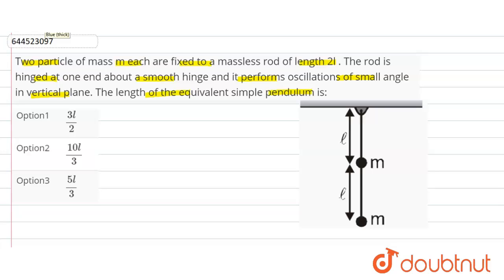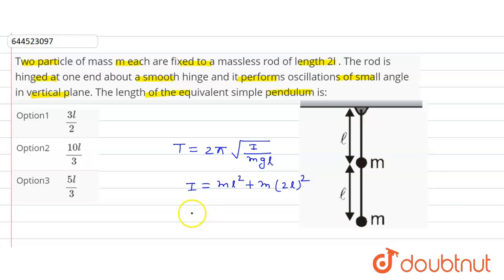So here, the time period T is equal to, we know, 2 pi under root of I upon m g L, where I is the moment of inertia. So the moment of inertia will be how much? Here there are 2 masses, m and m, this length is L, and the total length is 2L. So the moment of inertia for this mass will be mL square, plus for this mass, which is mass m at length 2L, this will be m into (2L) square.